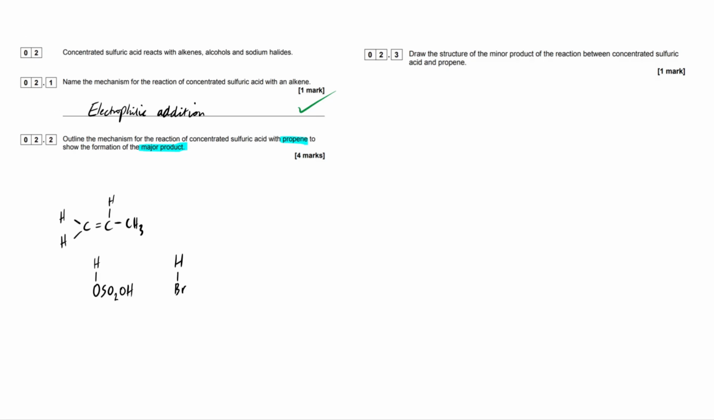Okay, now what you can do is you can essentially replace the bromide with the OSO2OH, and it just makes drawing the whole mechanism quicker and easier to remember, okay? Now, let me rub out this hydrogen bromide and get on with the mechanism here.